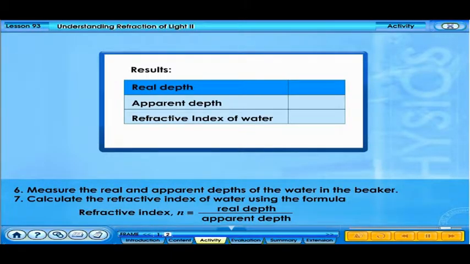Calculate the refractive index of water using the formula. Refractive index n equals real depth over apparent depth.